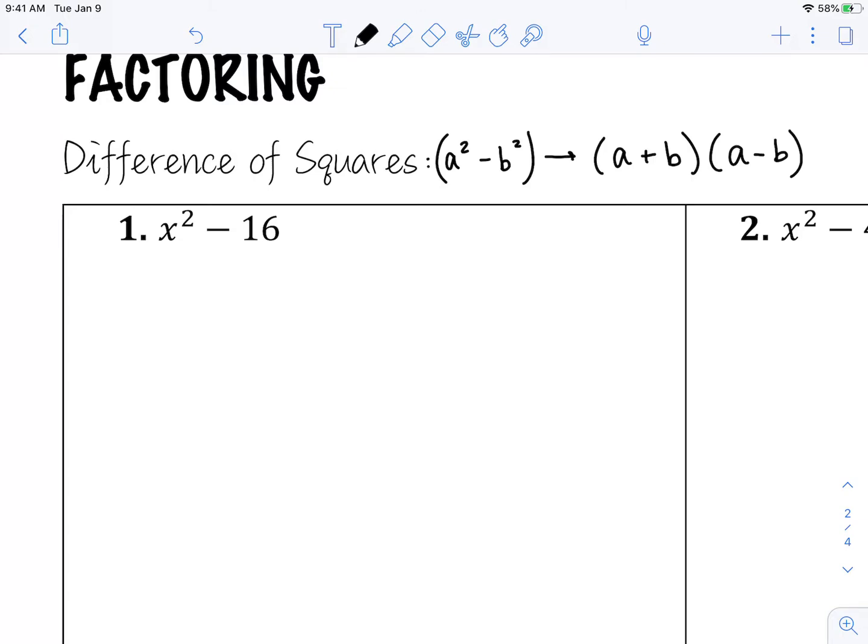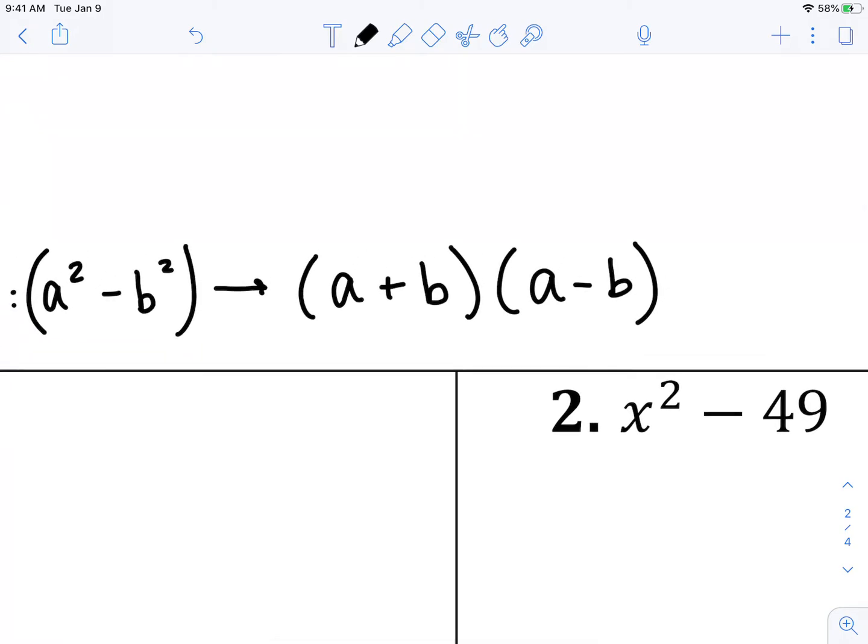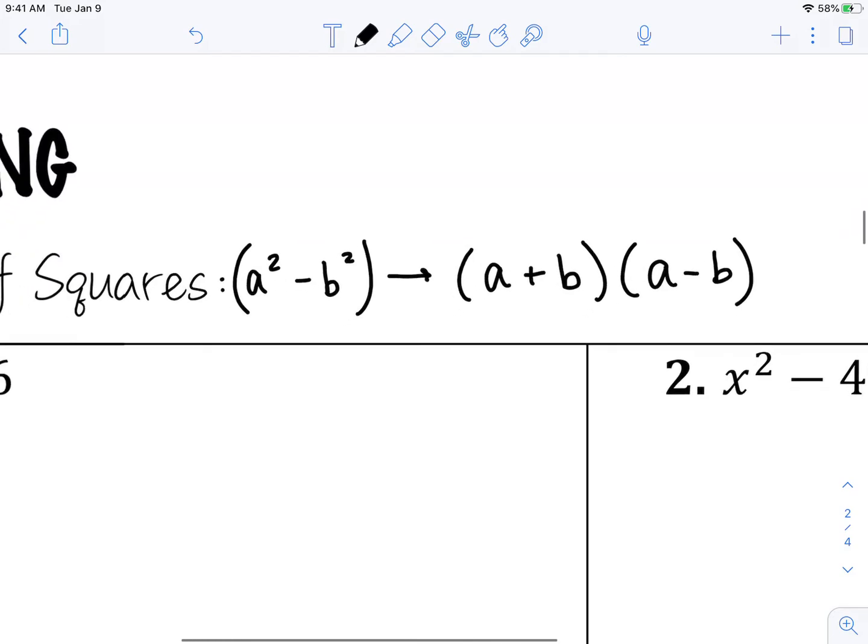Okay, so when we're factoring with difference of squares, this little cheat sheet will help you. It means that if you have a square term minus another square term, you can factor it so it looks like a plus b, a minus b.